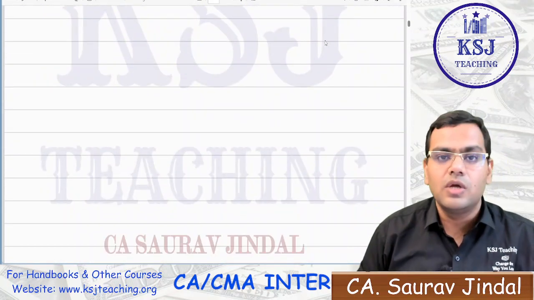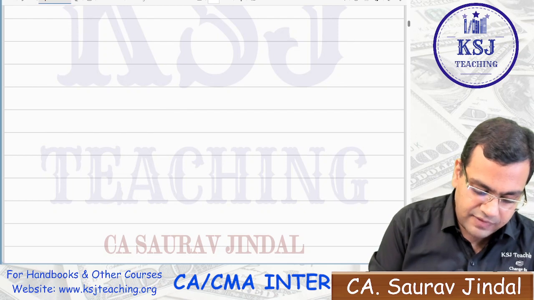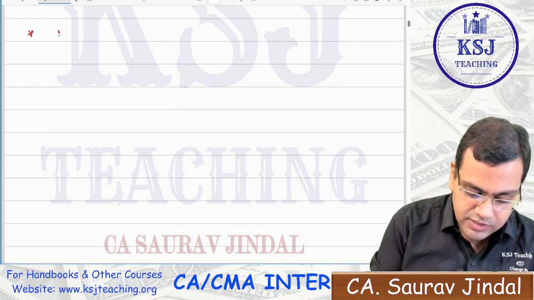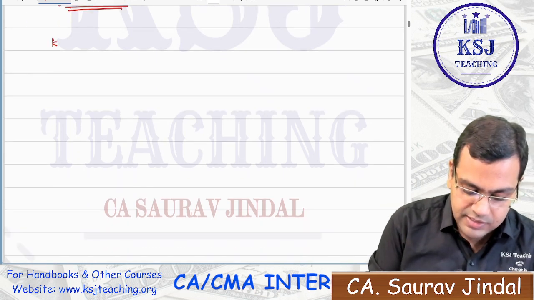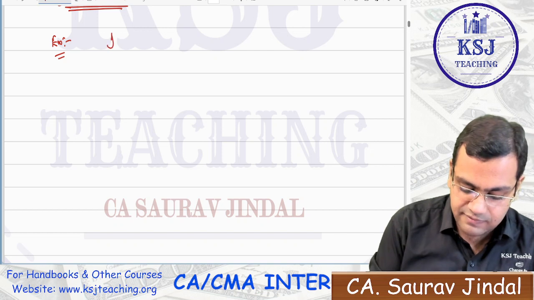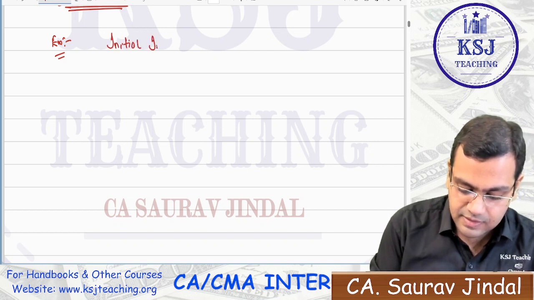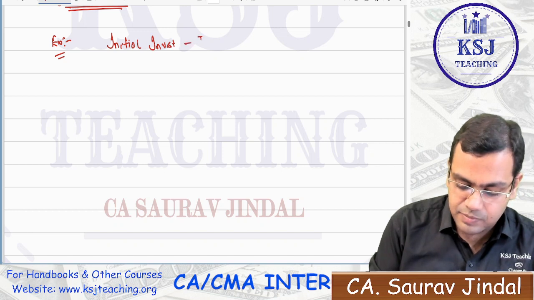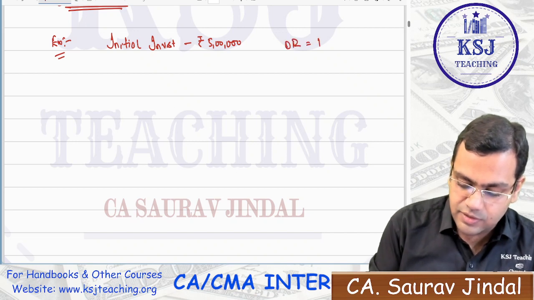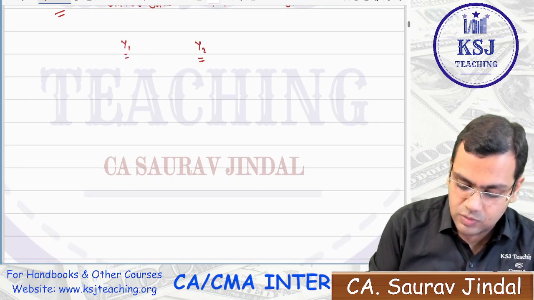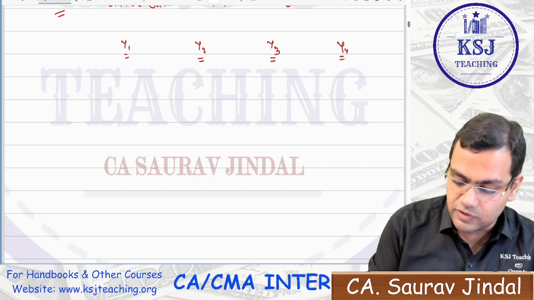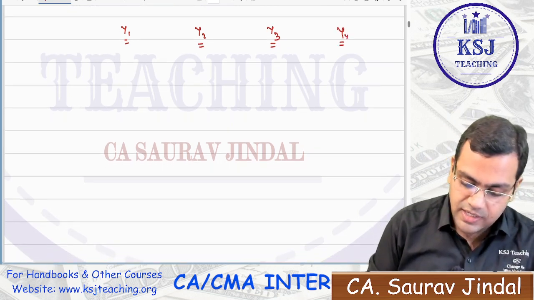So let's try to understand how to calculate the discounted payback period with the help of an example. Let's say the initial investment at zero period is 5 lakh rupees. The discount rate is given to you as 10%. Then you have year 1, year 2, year 3, and year 4.